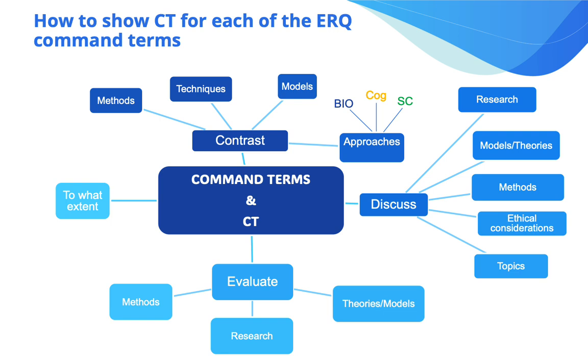In paper 2, we could be asked to contrast the different approaches. The three different approaches are the biological, the cognitive, the socio-cultural approach. And only in paper 2 could we be asked to contrast these approaches in relation to a particular topic.